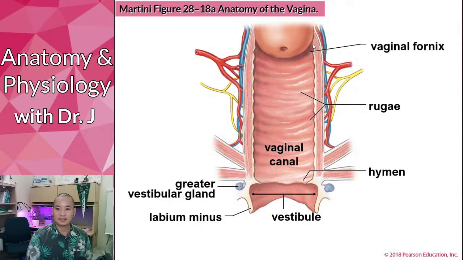And then you have the vaginal fornix. So the vaginal fornix is the area kind of like the vestibule, but instead of just being before the vagina, now it's just before you enter the uterus. So that's what we have with the fornix.